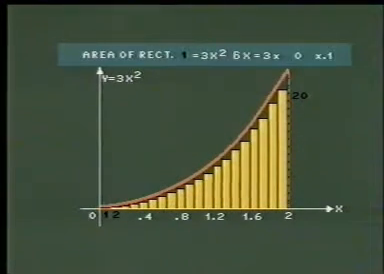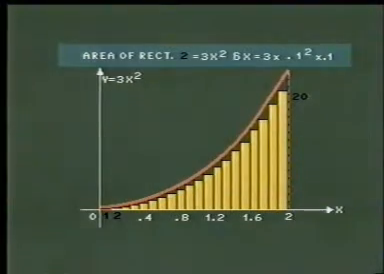Now, area of the first rectangle is equal to 3x square delta x, which is equal to 3 into 0 into 0.1. Similarly, area of the second rectangle is equal to 3 into 0.1 square into 0.1. And finally, area of the last rectangle is equal to 3 into 1.9 square into 0.1.